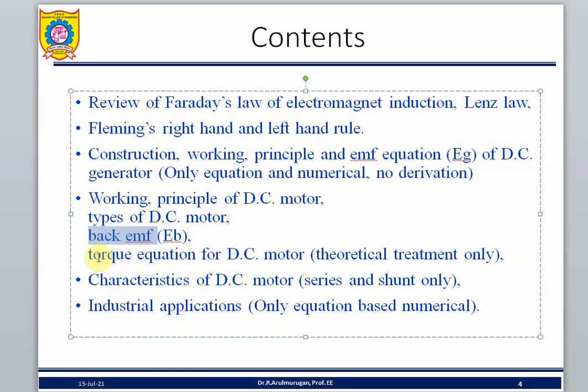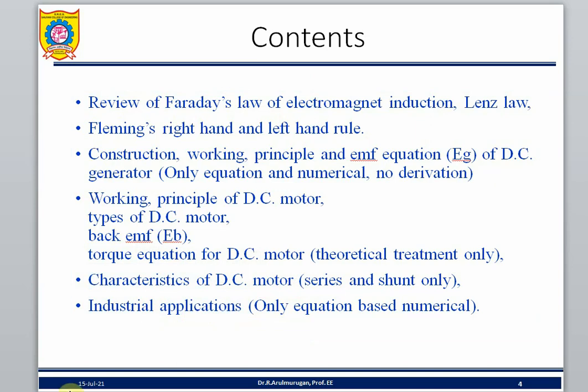Then three more topics are there: torque equation, characteristics, and applications. Based on the characteristics, the application is classified. We are going to look at these three topics in the next class.